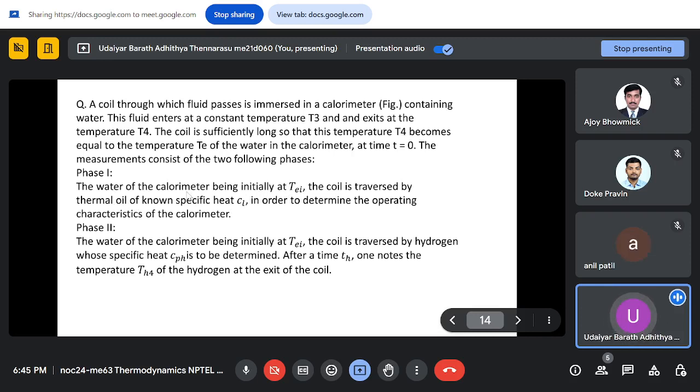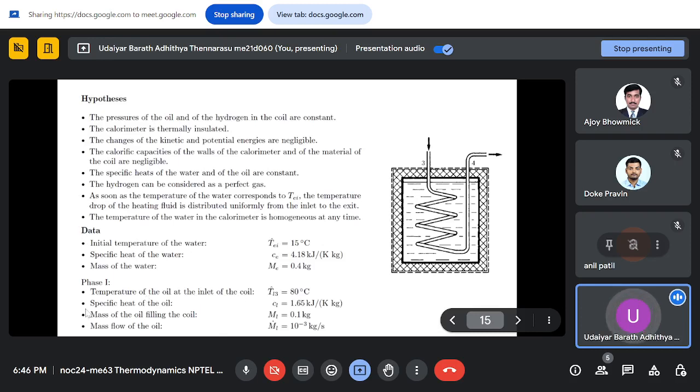The second phase has the same temperature TEI in the water. Now you are passing hydrogen, and after time TH, you note the temperature of hydrogen TH4. TH4 means hydrogen temperature at state 4, at the exit of the coil. So what is the data? They are saying the pressure of the oil and the hydrogen in the coil are constant. The calorimeter is thermally insulated. These are the assumptions which they are making.